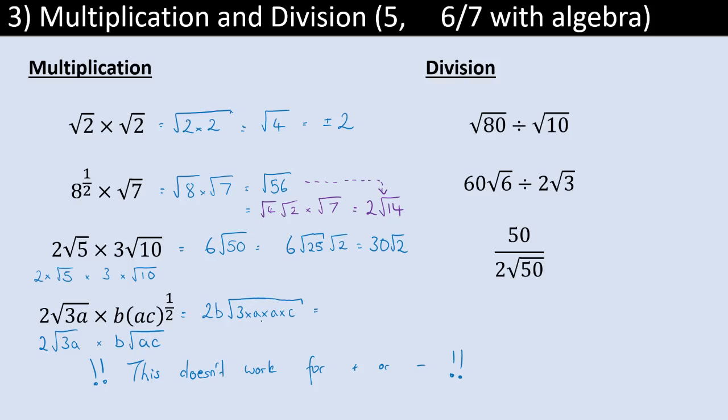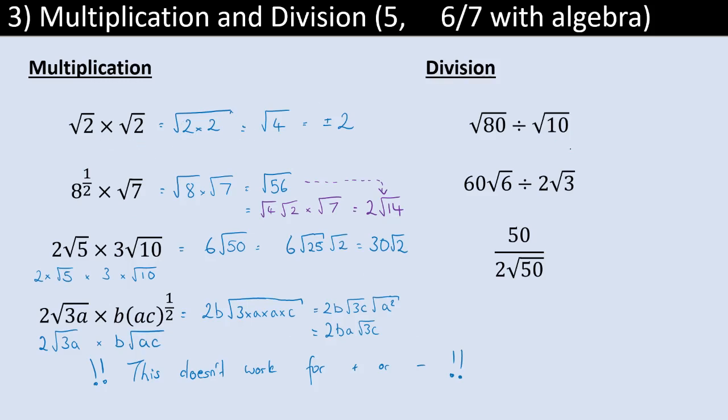Now in there, I've got a little a squared. Okay. So I could have this as 2b root 3c root a squared. Now, square rooting, that's just the opposite of squaring. So if I square root something that's been squared, I just get the bit that is in the middle. So this would be 2ba root 3c. A little bit more kind of complicated. You've got to look for some little things like that when you're dealing with algebra. But the rule remains the same.